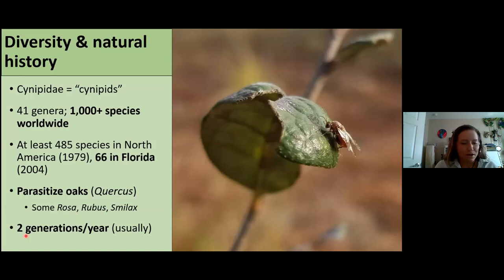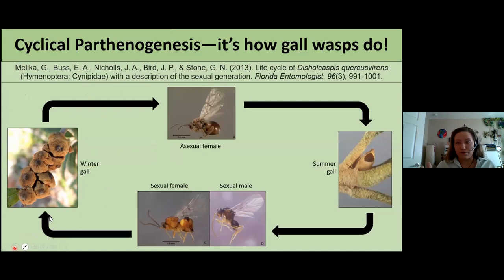They've got an interesting life cycle, 2 generations a year, usually. Sometimes certain species will have a generation that will take up to 3 years to develop, and then they'll switch back to a shorter generation. But we're still working a lot of that out. We don't know a ton about the life cycles for most of these species. One that we do know, this is one of the few that we know both generations of, is Disholcaspis quercusvirens. Try saying that 5 times fast, of course.